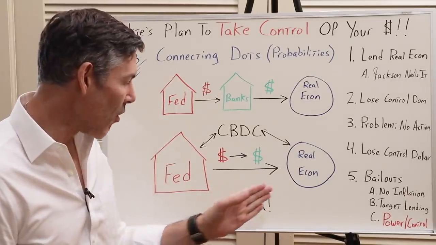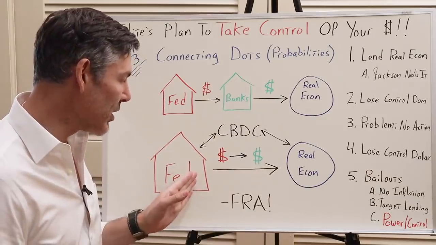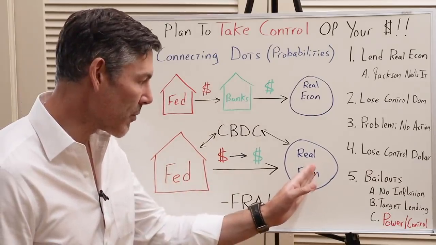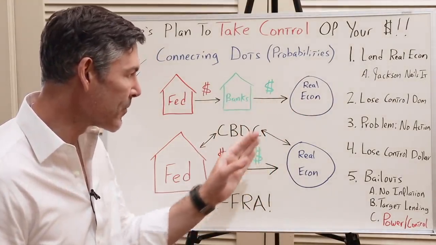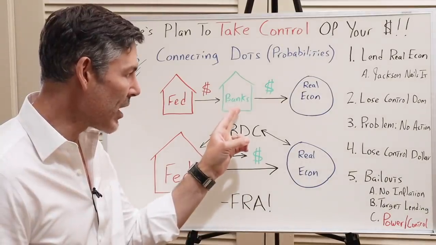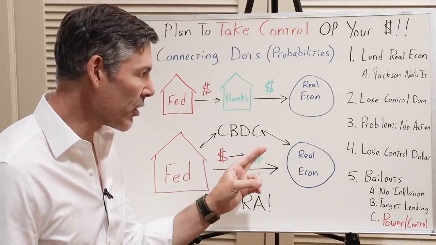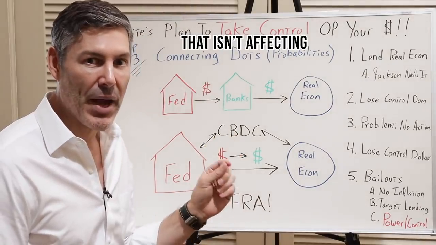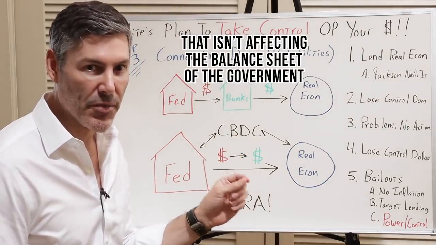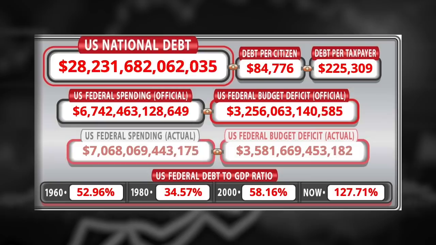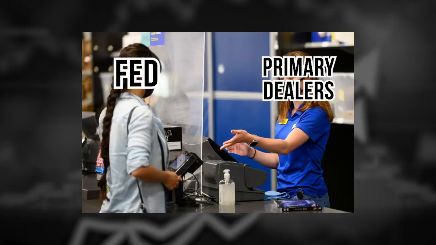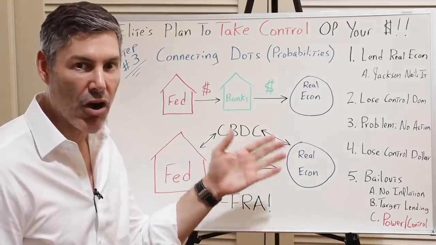If you think about this, all of these transactions would be between the Fed and the real economy, just like the transactions are between the banking system and the real economy right now. So if there's a loan that's created by the bank that creates additional dollars in the real economy, that isn't affecting the balance sheet of the government. But now we're in a position where the government has to take on more and more debt to spend the money into existence, and the Fed has to buy the debt through the shell game with the primary dealer banks after they buy it at auction.